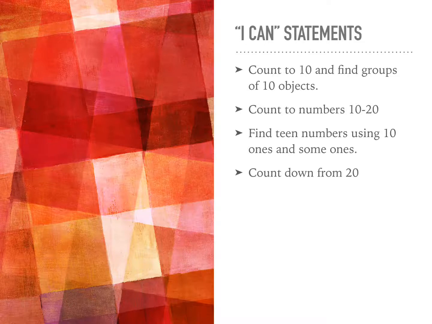First, we're going to go over our I can statements. 1. Count to 10 and find groups of 10 objects. 2. Count to numbers 10 to 20. 3. Find teen numbers using 10 ones and some ones. 4. Count down from 20.